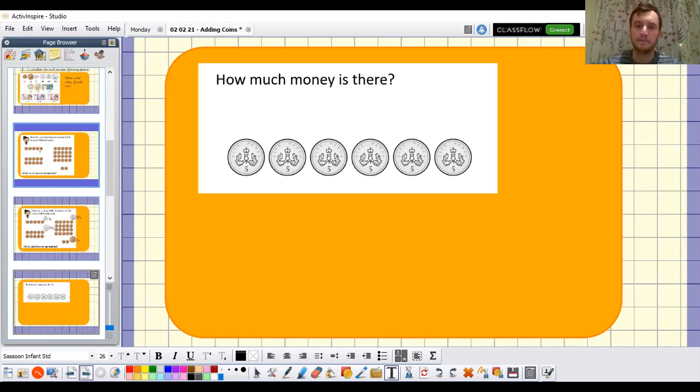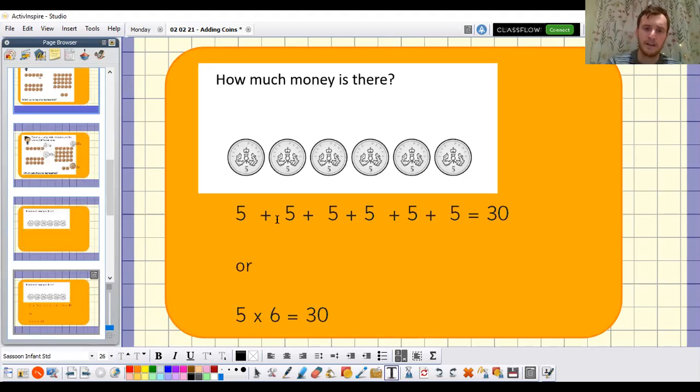Let's look together then. I did 5 plus 5 plus 5 plus 5 plus 5 plus 5. And if I count in fives, 5, 10, 15, 20, 25, 30. 6 5s makes 30. And I can show that as 5 times 6 or 6 times 5, which is equal to 30.